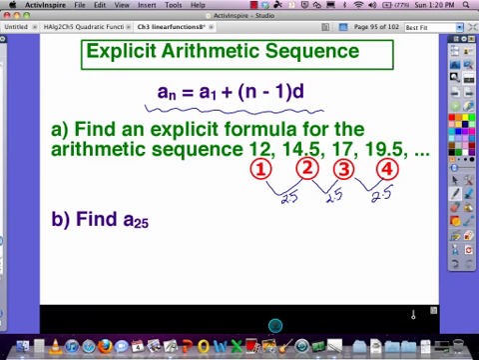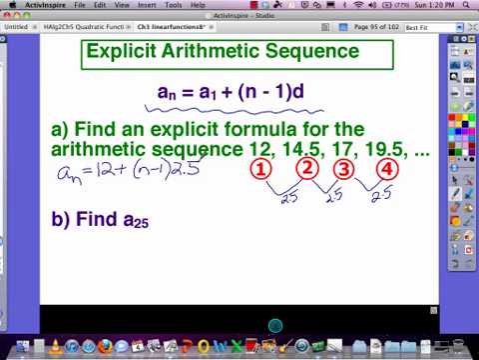So let's come over here and say a sub n, we don't know what term we're looking for, is going to be equal to our first term in our sequence, a sub 1. In this sequence, it's a 12, plus n minus 1 standing for how many terms are we going to actually calculate, and it's going to be one less of them times that constant difference, and we found that constant difference to be 2.5.